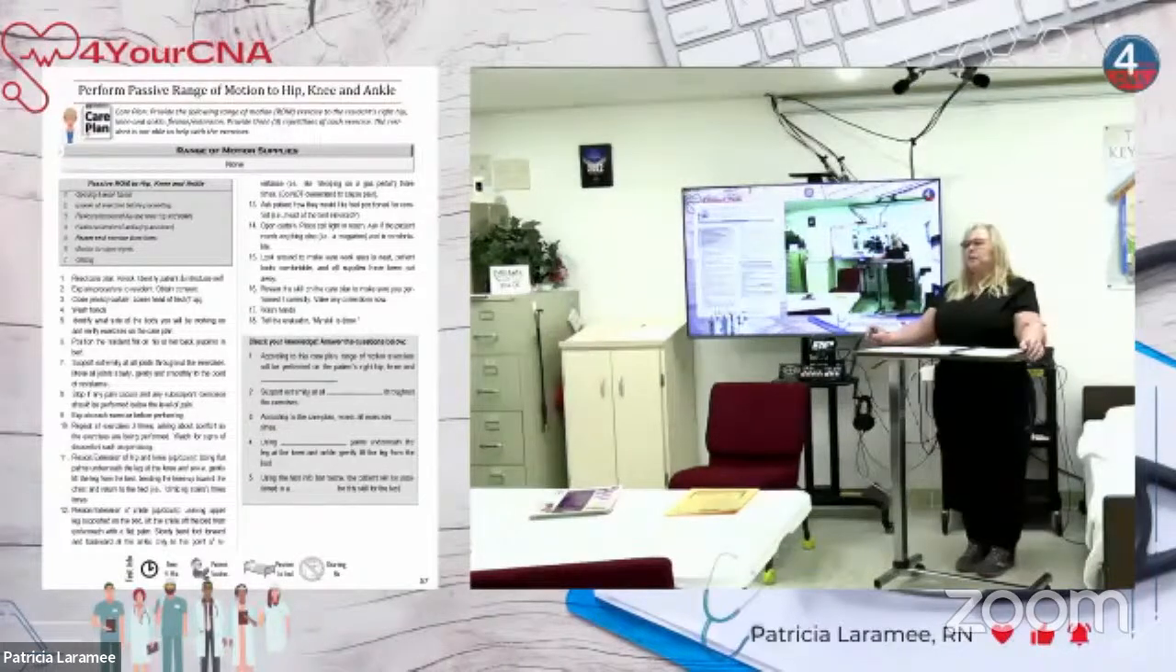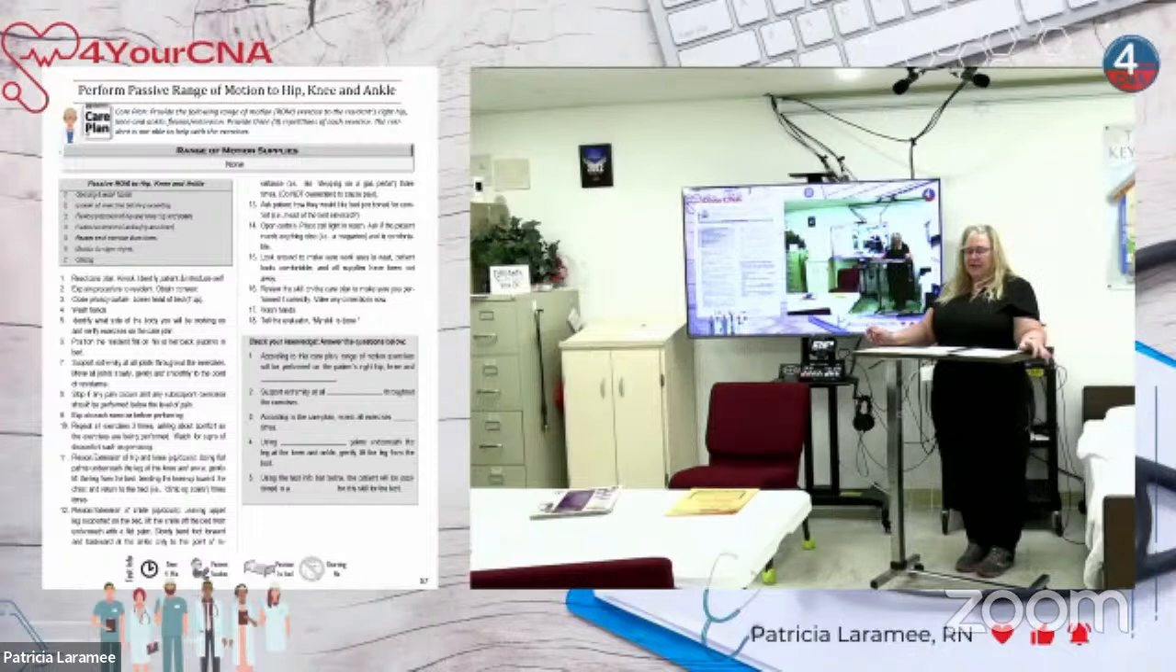So one of the checkpoints here is going to ask the evaluator, did you only exercise the extremity or the joint indicated in the care plan? And did you only do the exercises indicated in the care plan? So this one specifically, one of the checkpoints is, did you follow the care plan? So we have to be very aware of that.